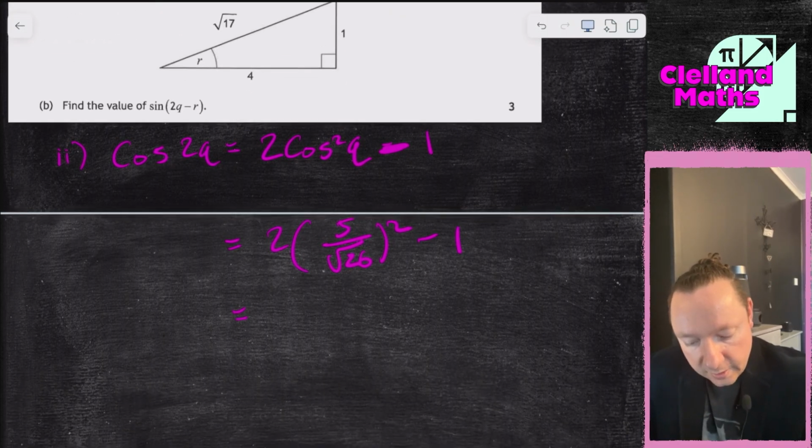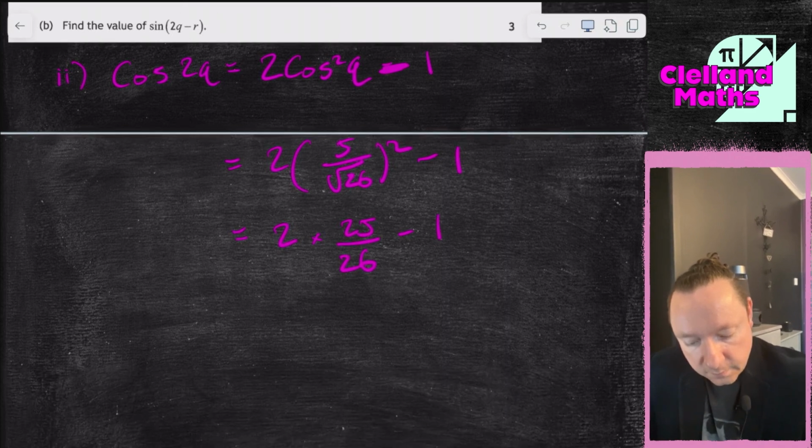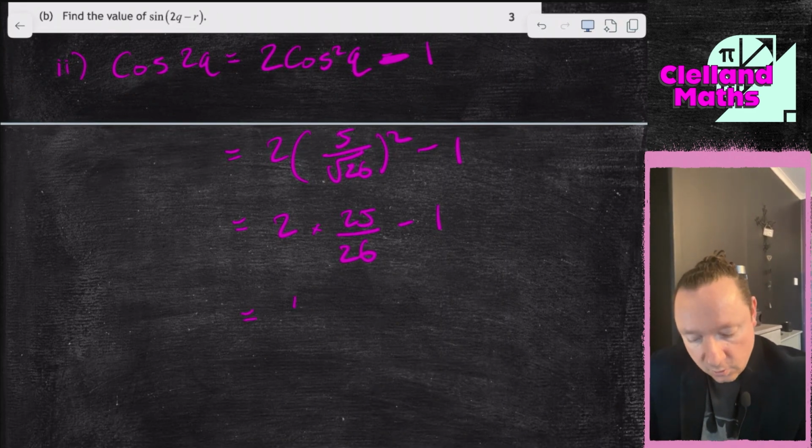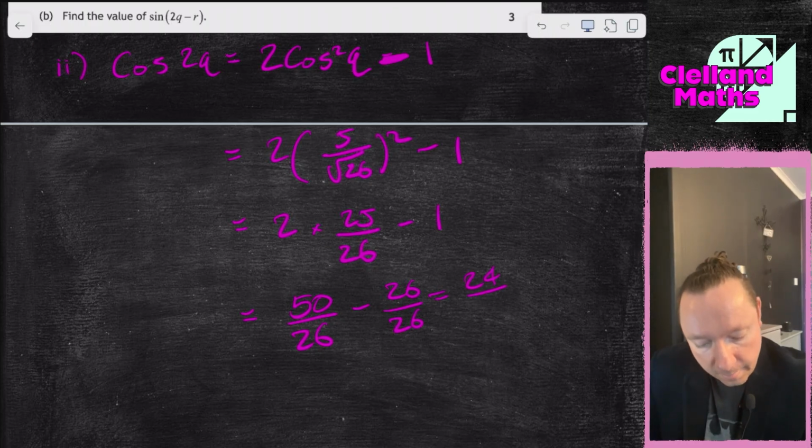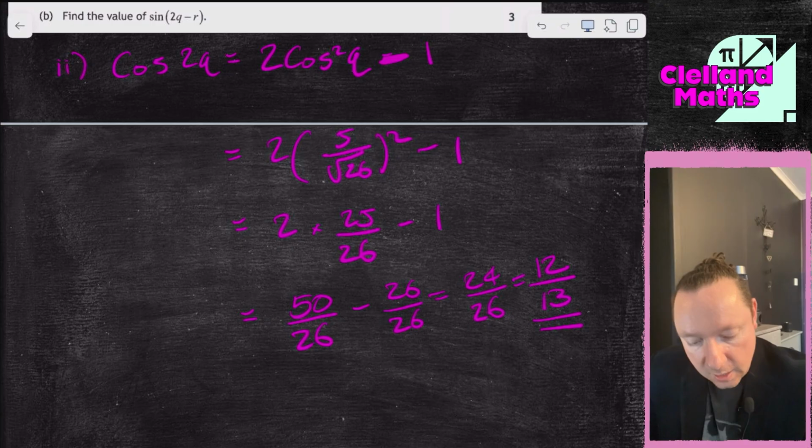That gives me 2 times 5 squared, which is 25 over 26, minus 1. 2 times 25 is 50 over 26 minus, well, 26 over 26, which is 50 minus 26 is 24. And that will be simplified to a half of 24 is 12 and a half of 26 is 13.